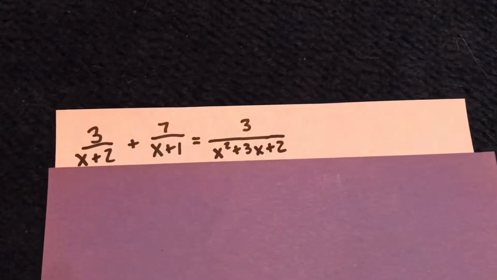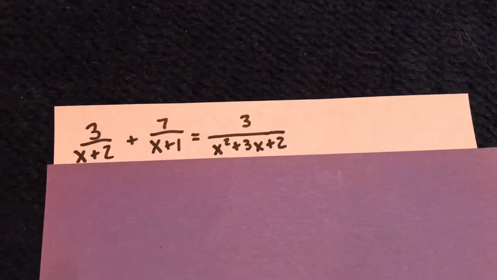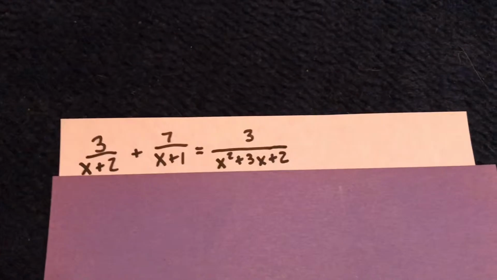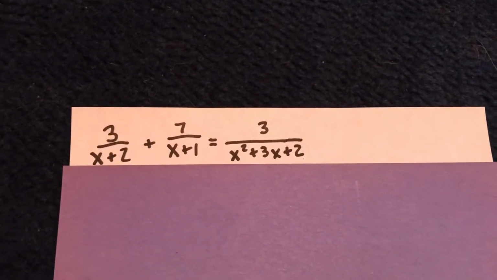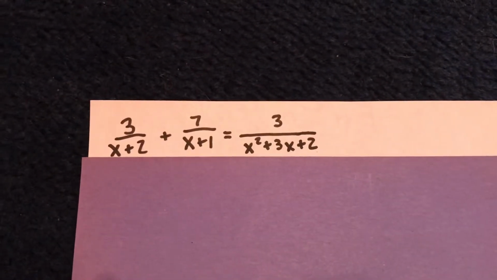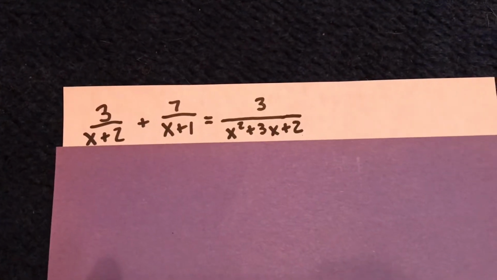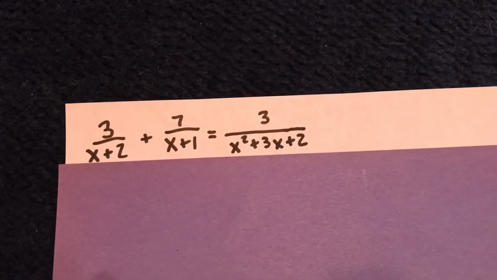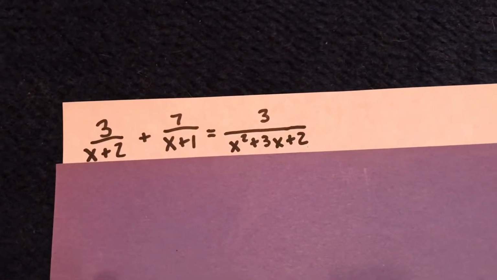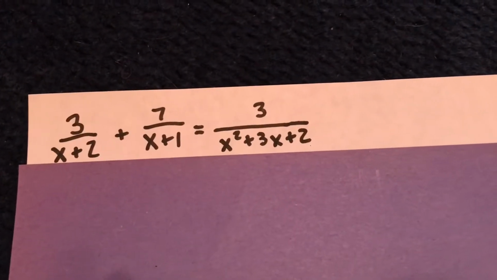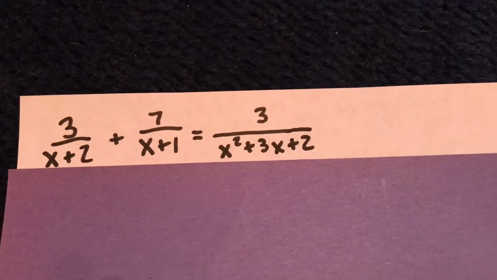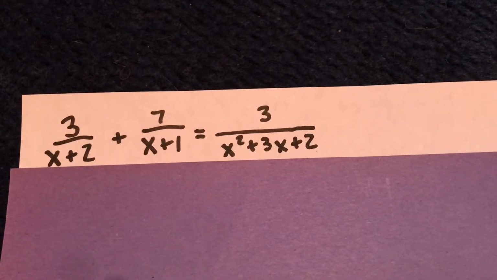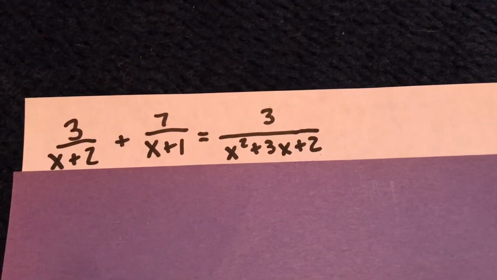Hey everybody, today we're going to be learning how to solve rational equations using two different methods. The first method that we're going to be learning how to use today is the least common denominator. Basically what that means is the lowest common multiple of the denominators of several different fractions. In this case we have three different fractions, so what's the least common denominator between these three?